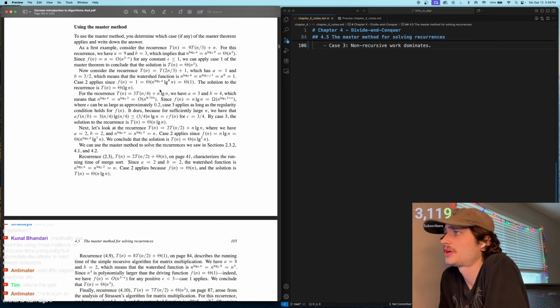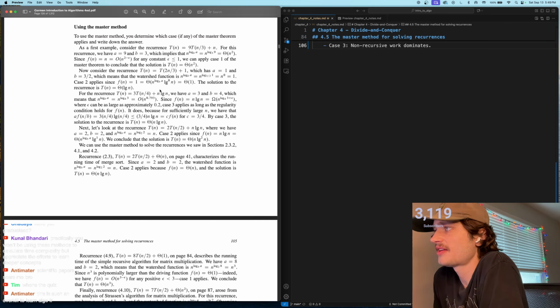Now consider this recurrence, which has a = 1 and b = 3/2, which means that the watershed function is n^0, which is 1. Case 2 applies since f(n) = 1, which equals Θ(n^(log_b a) lg^0 n), which is Θ(1). The solution to the recurrence is T(n) = Θ(lg n).